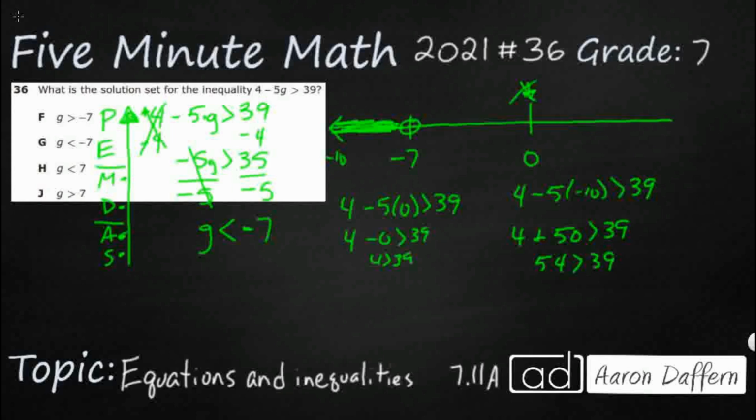So yeah, that works. And so remember, when you multiply or divide by a negative number, you need to flip. That's the trick here. Flip the inequality whenever you multiply or divide by negative. Other than that, it works just like simplifying an equation. So our answer is g is less than negative 7.